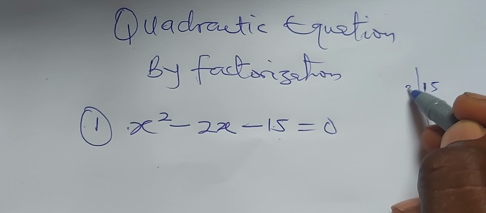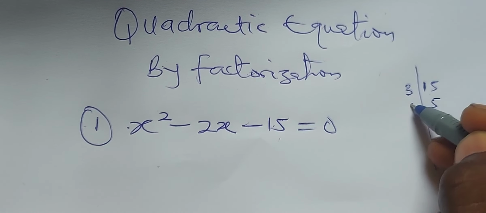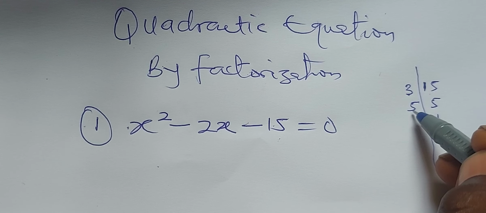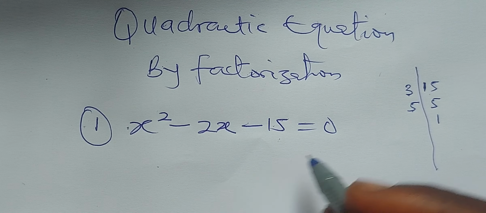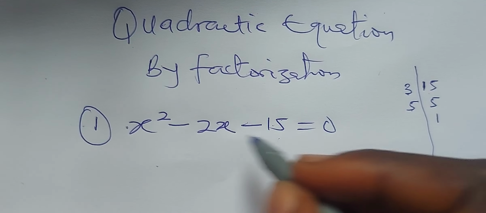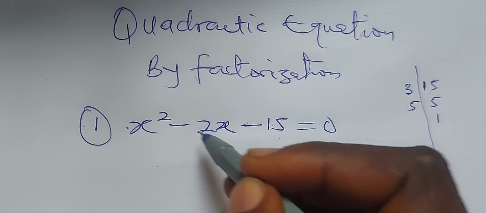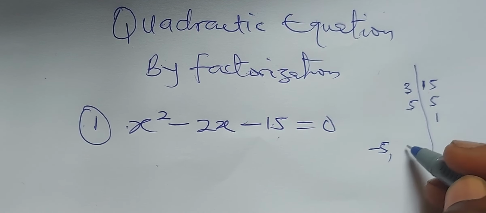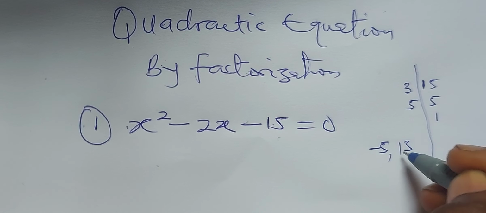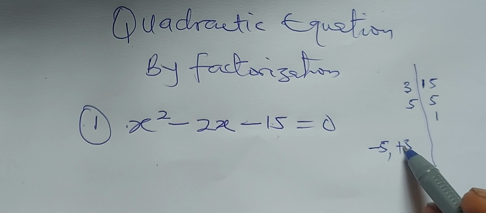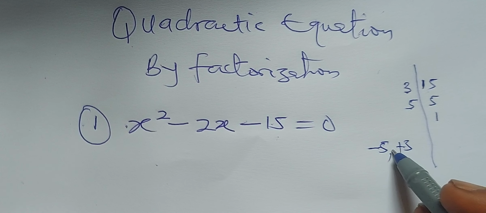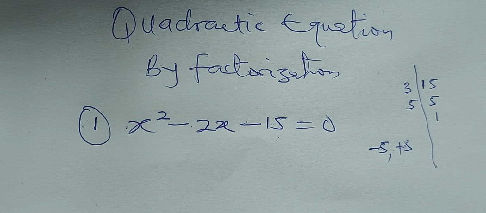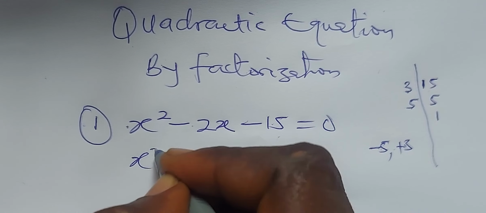What can go into 15? We have 3, we have 5, 5, 1. So the two factors are 3 and what? 5. So what we do is to allocate the sign. Since the middle number has a negative sign, you put the negative sign on the bigger factor and use plus sign on the other, because if you multiply them, you are going to have minus 15. And if you add minus 5 and plus 3, you are going to have minus 2. Okay, so this question is solved.